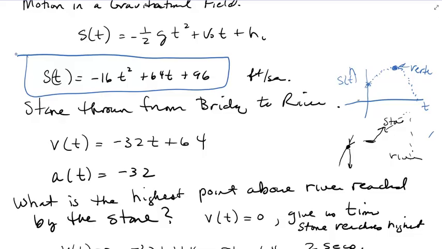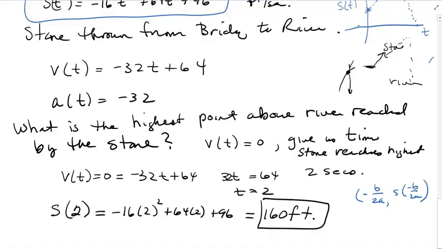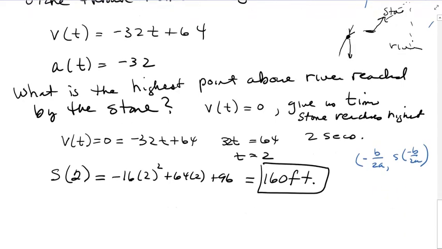Negative b over 2a is negative 64 divided by 2a, which is negative 32, because negative 16 times 2. So negative b over 2a just comes out to 2. That negative b over 2a formula you used prior came from the derivative of the function. This just happens to be a quicker way to get it. And then, of course, you plug it in, you get your 160 feet. Okay, next question.